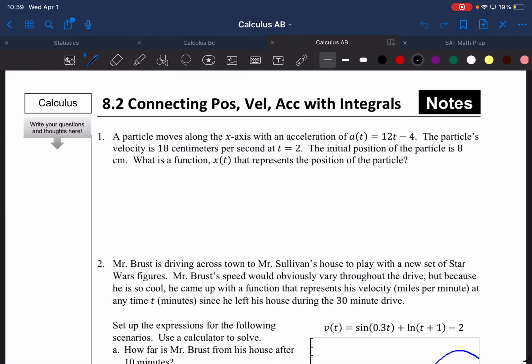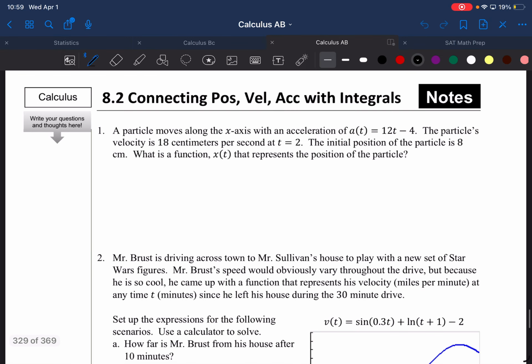Okay, so 8.2 notes is connecting the position, velocity, and acceleration with integrals. It says a particle moves along the x-axis with an acceleration of a of t equals 12t minus 4, and the particle's velocity is 18 centimeters per second at t equals 2. The initial position of the particle is 8 centimeters. What is the function x of t that represents the position of this particle?